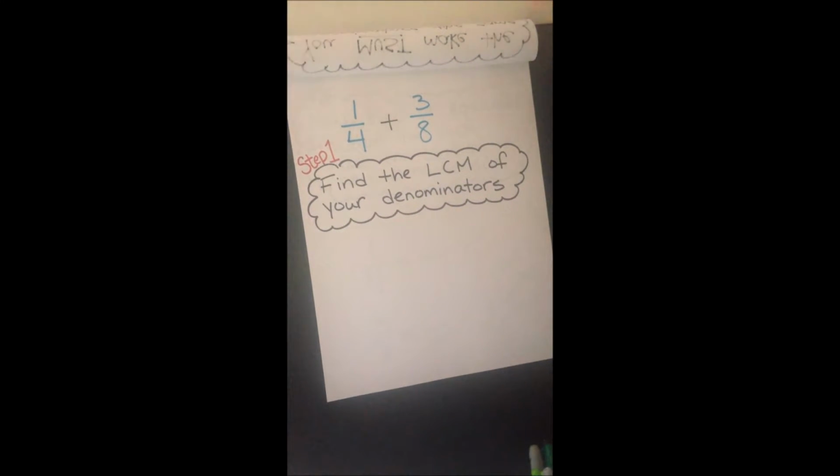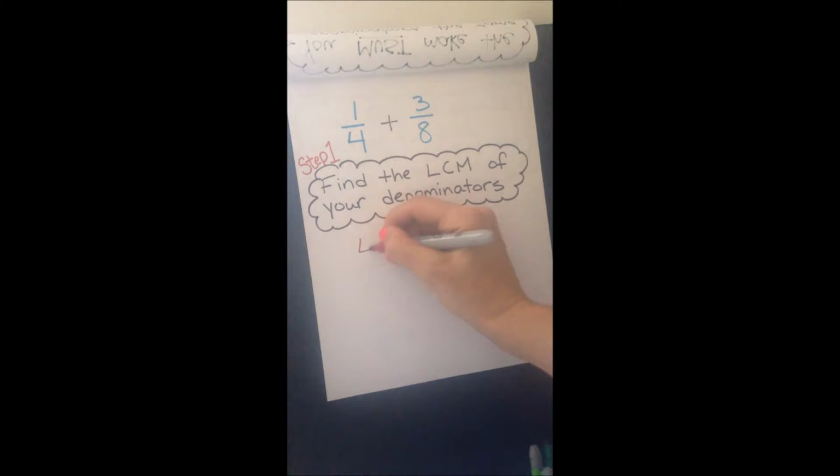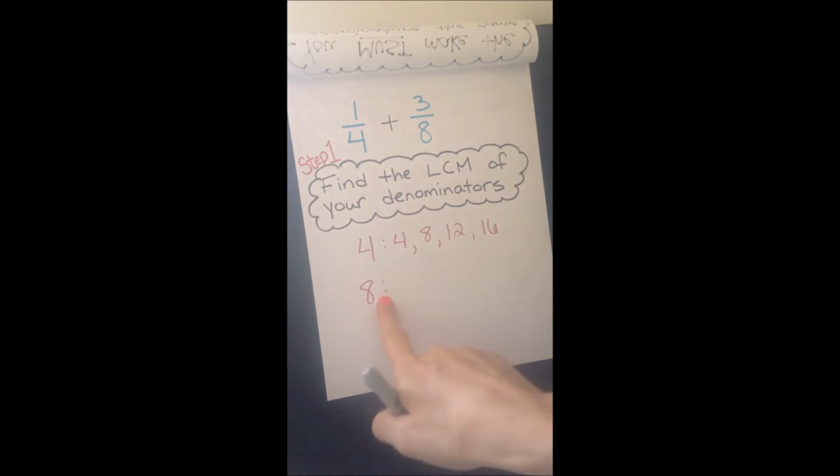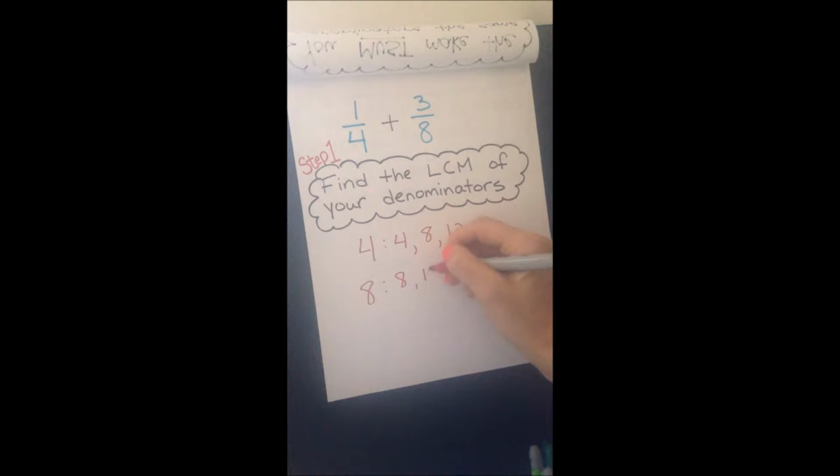Let's look at our denominators again, 4 and 8. We need to find the LCM of these two denominators. So the easiest way to do this is to create a list. And I'm going to make my list here, 4 and 8. And we're going to list the multiples going across. Let's start with 4. 4, 8, 12, 16. I'm going to stop there. 8, 16, 24. Looking at our multiples, we can see that 8 is the least common. 16 is also a common multiple, but it's not the least. So we're going to use 8.